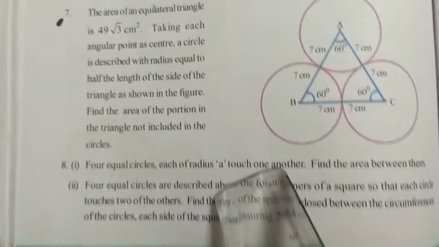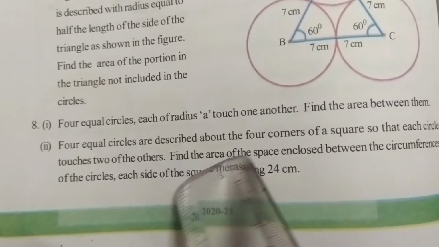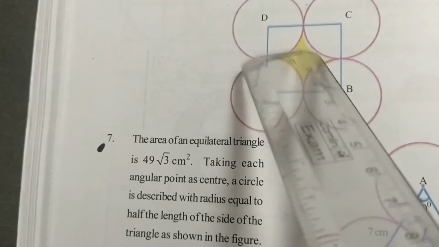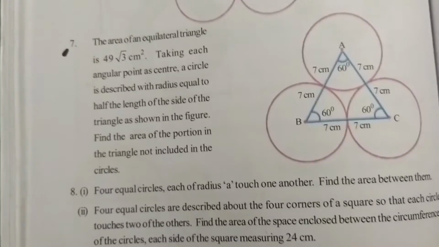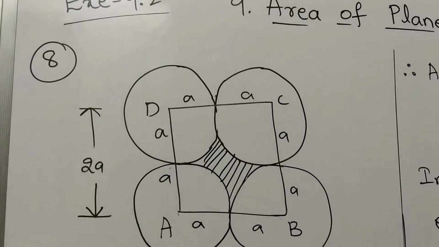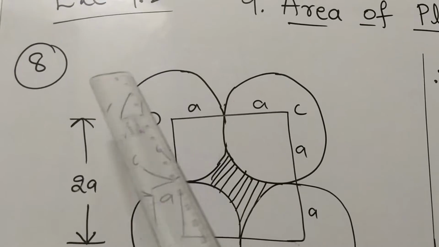Here we have to draw 4 circles like this, and the radius of each circle is small a, and find the area between them. So here we have to find the area between them, nothing but this shaded part, students. So for this also the same diagram as the 6th one. So let us find the first question. So this is the solution of the 8th one of exercise 9.2.